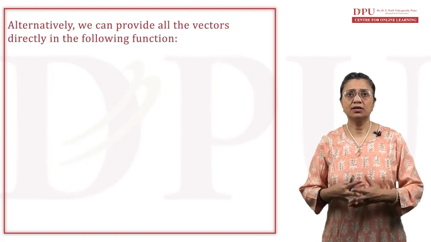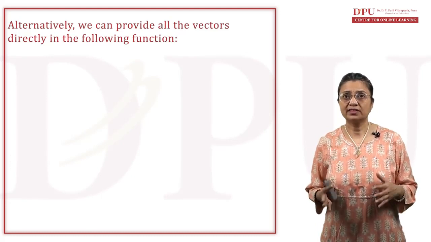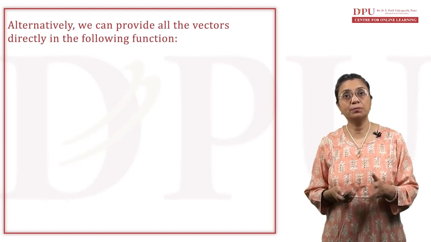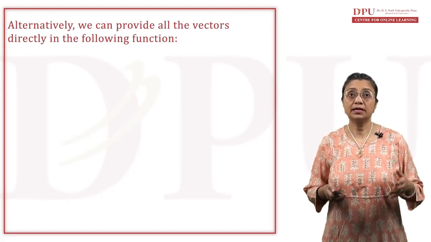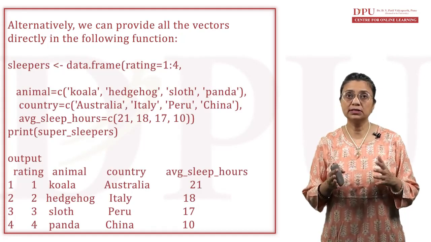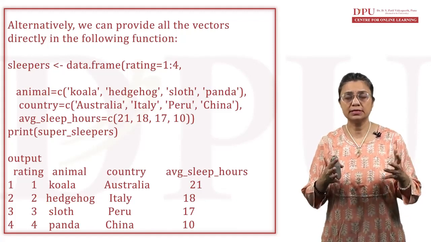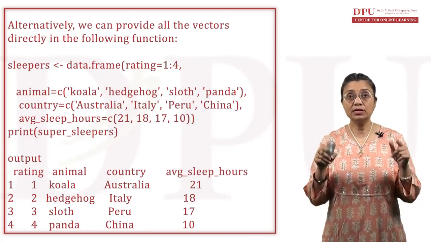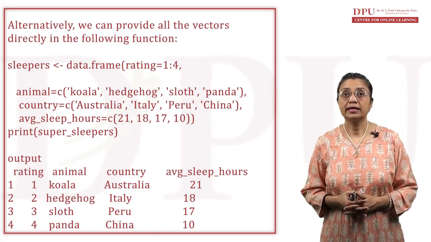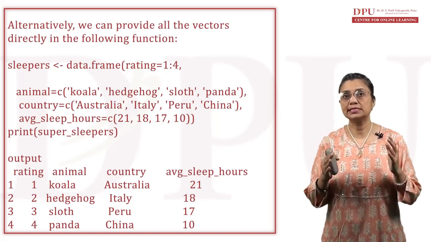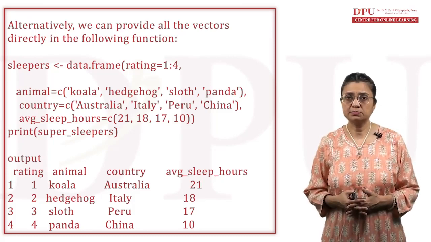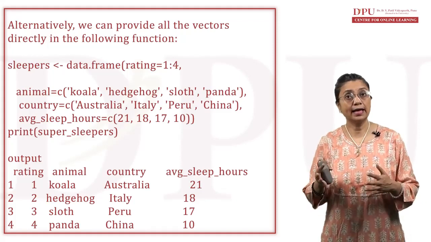Now let's have a look and see how we can provide all the vectors directly into the function. So in the previous example, we first declared the vectors and then we passed the vectors into the function data.frame. But here in this example, we have taken the data.frame function and are storing the result in a variable sleepers, or super sleepers, whatever we want. And then within brackets, I have passed the 4 vectors in the form of direct vector passing. So you can see rating, which is my ID, and that is equal to 1:4. Animal names are the same, country, average sleeping hours, and the bracket closes.